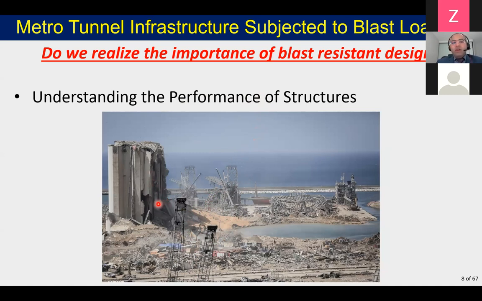You cannot save the structure from that sort of intense explosion, but that explosion could have been avoided if they had proper monitoring and planning to identify that dangerous chemical inside the building and then get rid of it. So you could have avoided that sort of huge damage. And this also comes under performance-based design.